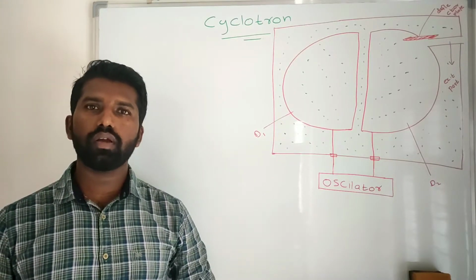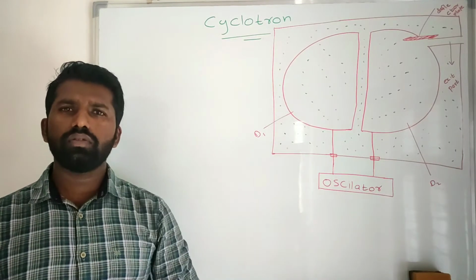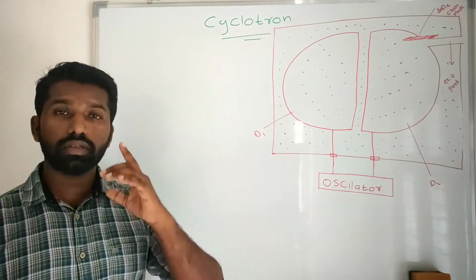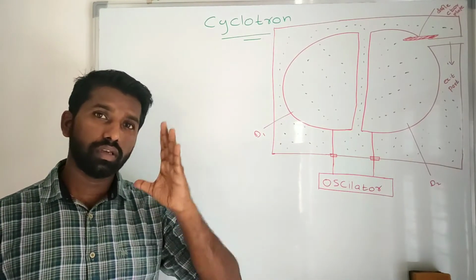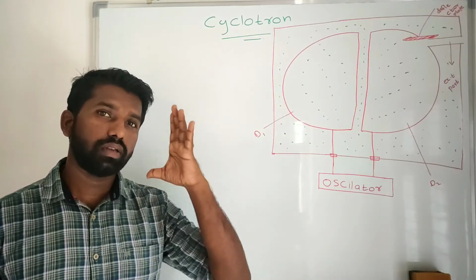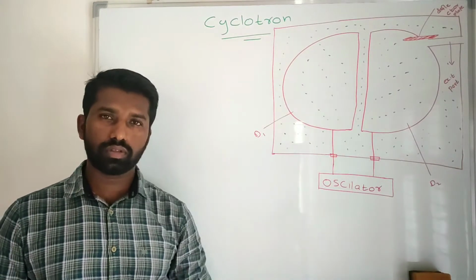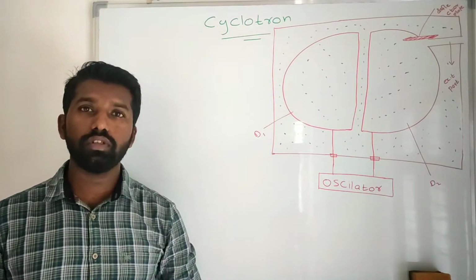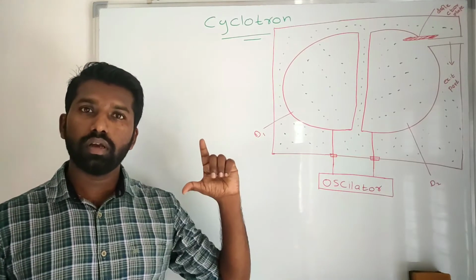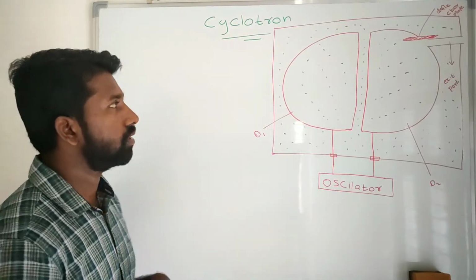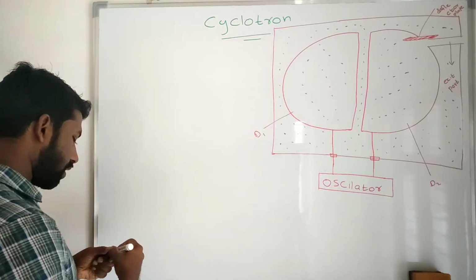In this video I am going to discuss the cyclotron. A cyclotron is a machine normally used in the nuclear reactor and for radiation therapy. What will this machine do? This machine will accelerate charged particles and ions.